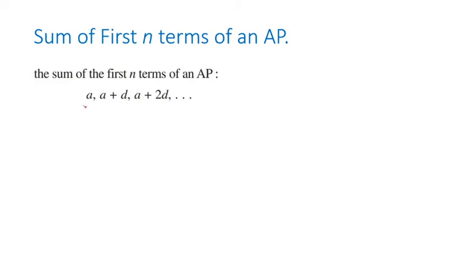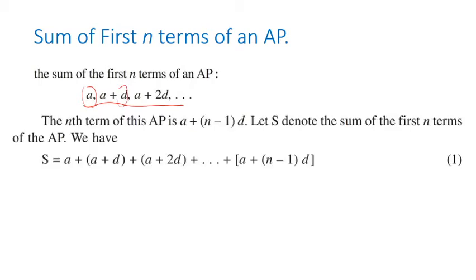Let us consider the given example on the screen as an AP: a, a plus d, a plus 2d. a is the first term and d is the common difference. Now in the previous video we have seen that the nth term of an AP is a plus n minus 1 into d. So let us take S, which denotes the sum of first n terms, and let us manually add each term of the AP till the occurrence of nth term.